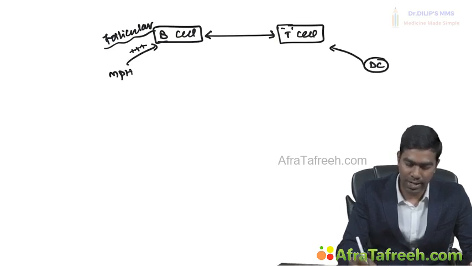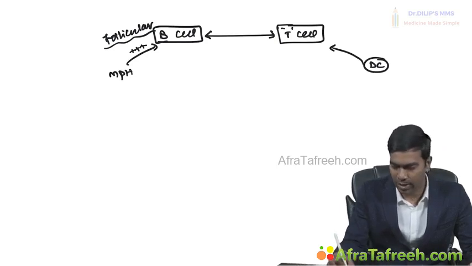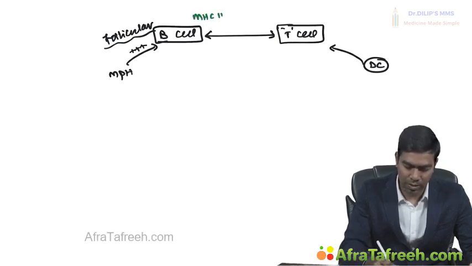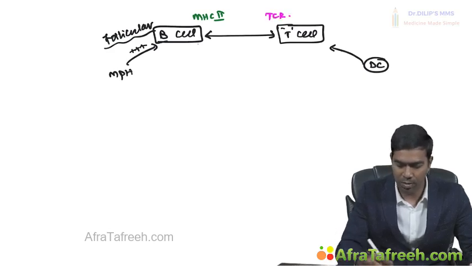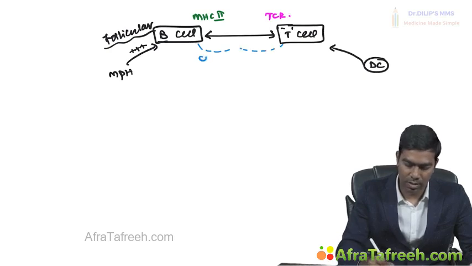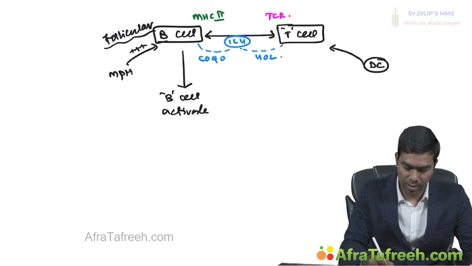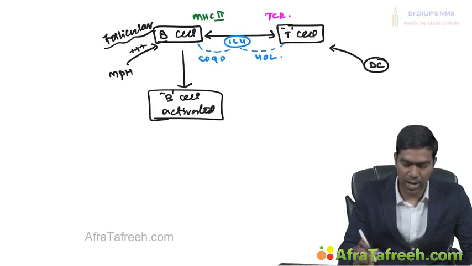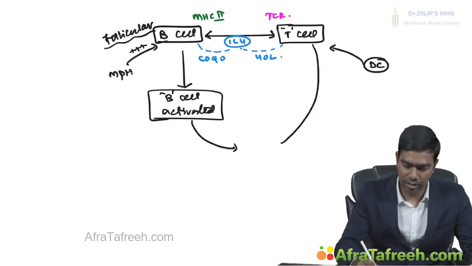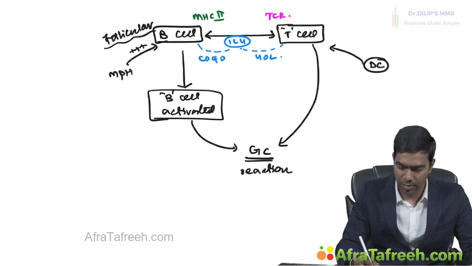So now once they are getting activated, during this interaction I told you it's actually the MHC class 2 and the T cell receptor interaction. At the same time you need this CD40 ligand interaction and also secretion of IL4 from the T cell that makes the B cell activated. So now the B cell will be activated. So now the activated B cell and the T cell both are going to enter and form a germinal center reaction. Germinal center reaction.